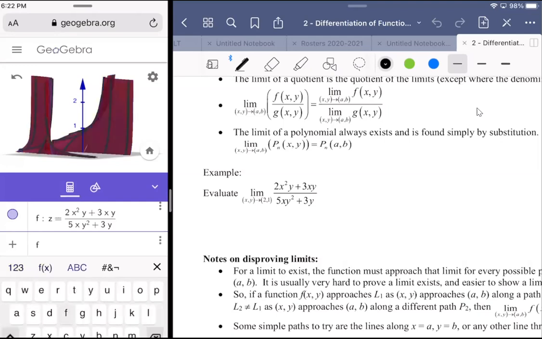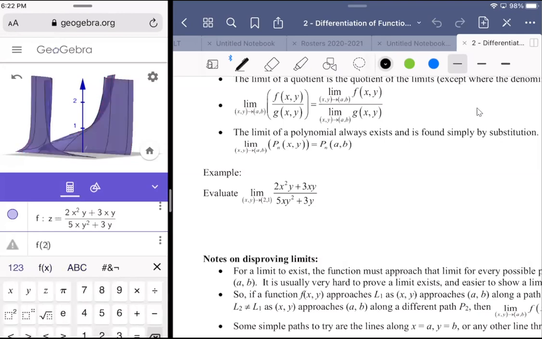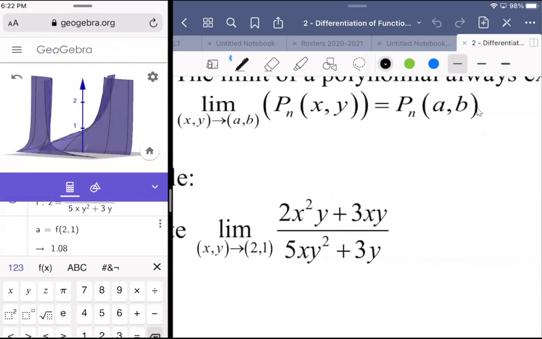All right. But what you can do is type in f of 2 comma 1. And it'll spit out a value if it exists. All right, in this case, 1.08. All right, so that would be the same as saying, let me take my x values, all those x values, and replace them with a 2, and then take all those y values and replace them with a 1.